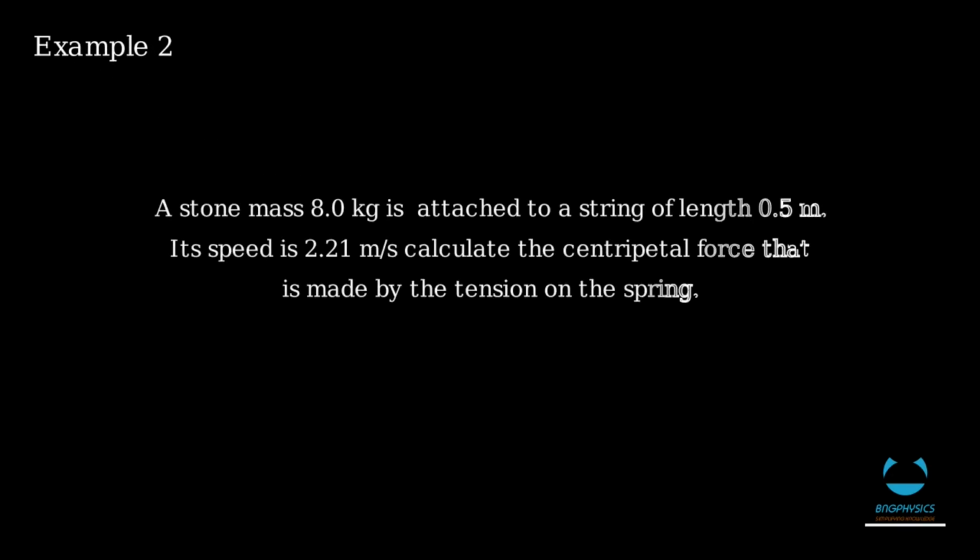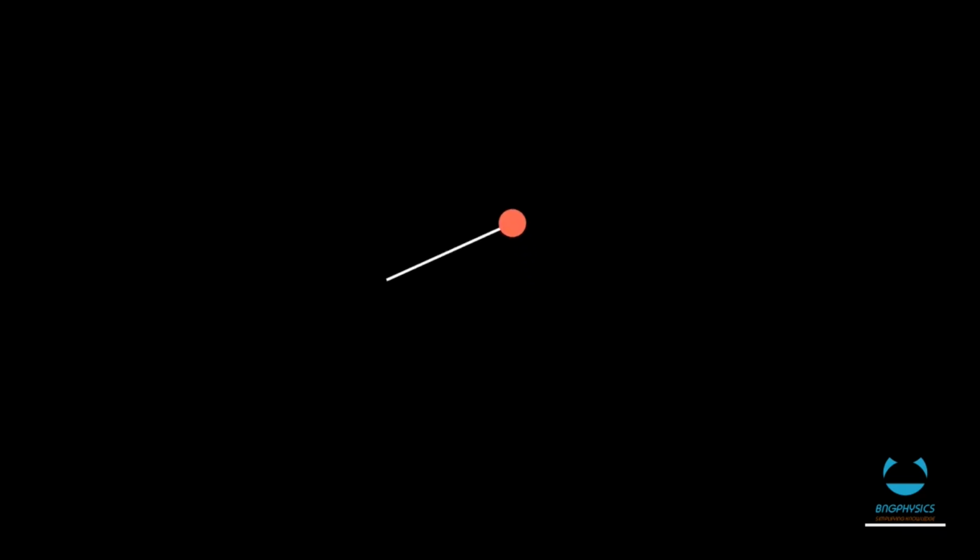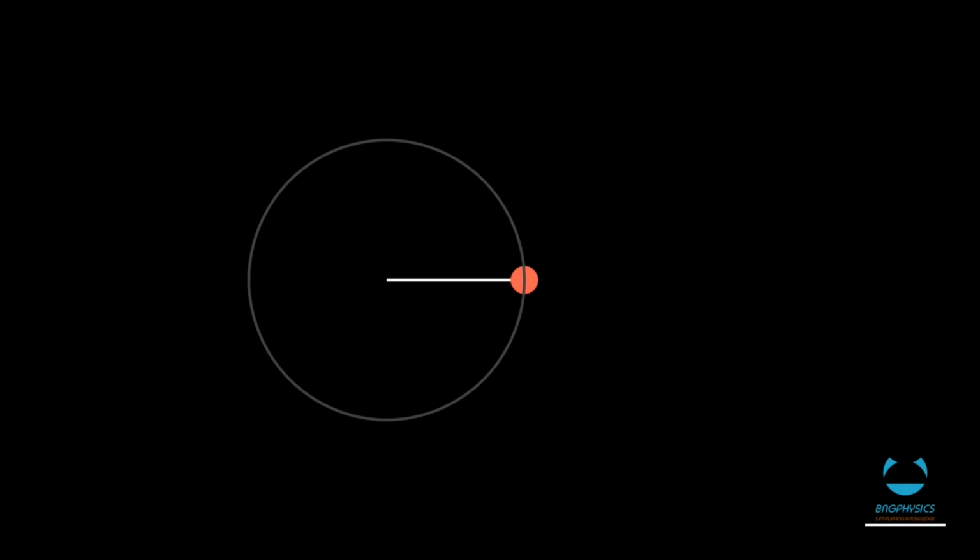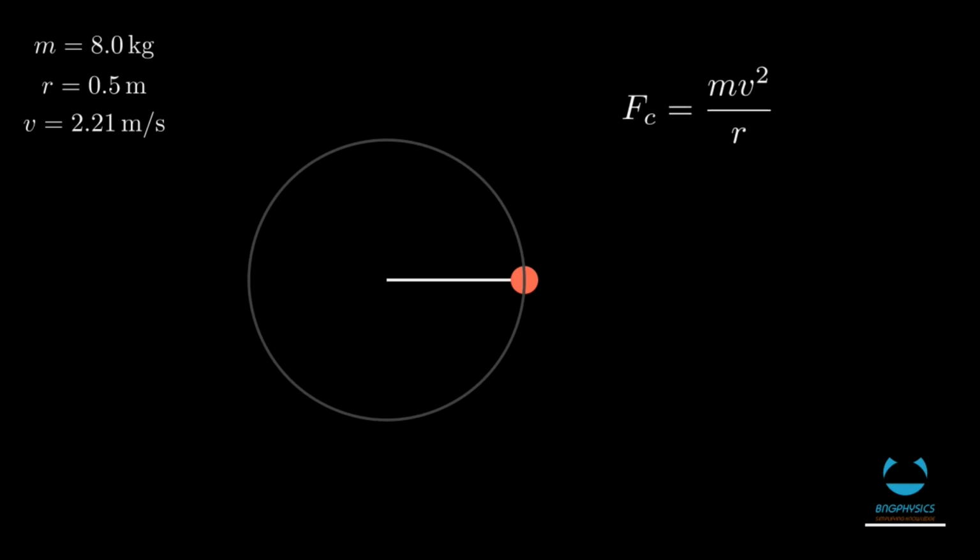Our example here is about a stone of a mass of 8 kg that is tied to a spring of a length of 0.5 meter and rotating with a speed of 2.21 meters per second. So let us find the centripetal force that results from the tension in the spring. As long as we have the mass, the length of the spring as the radius, and also the speed, we can plug these values into the main formula. So here, F, the force, equals m times v squared over the radius, and this is approximately equal to 78.01 newtons. Now we have come to an end for this part.